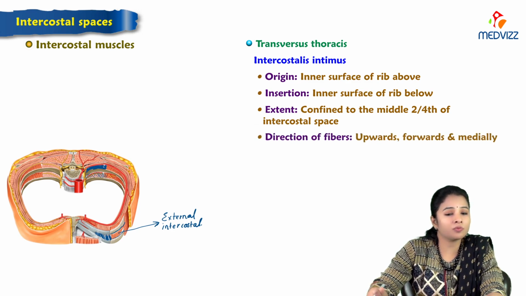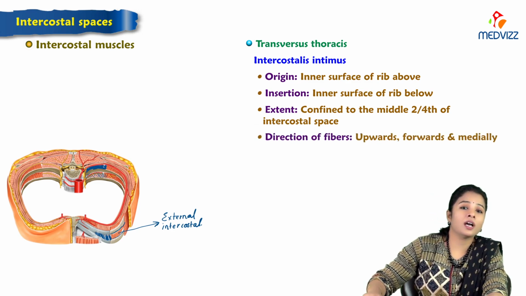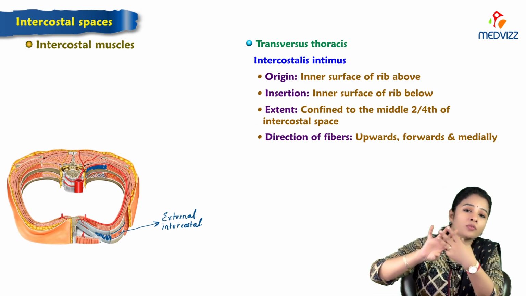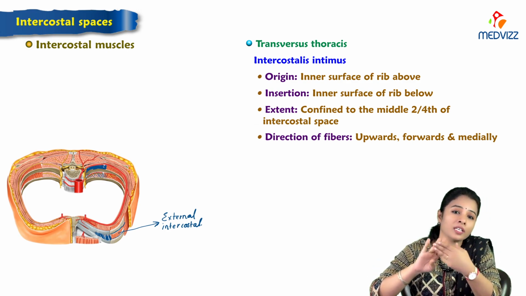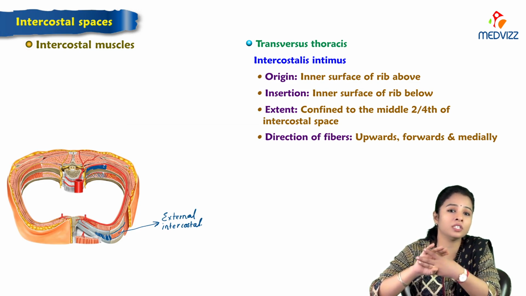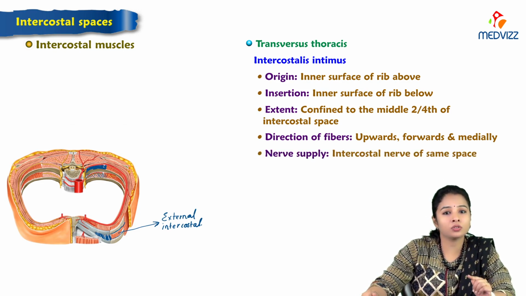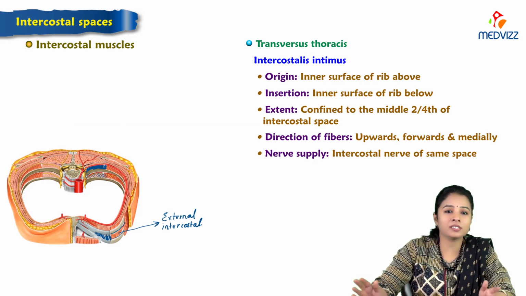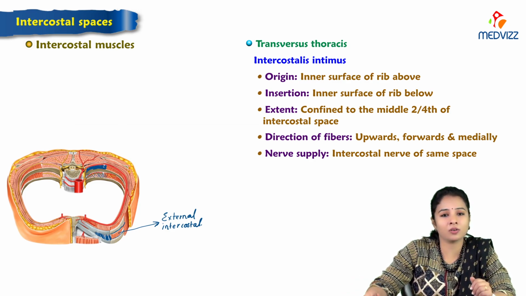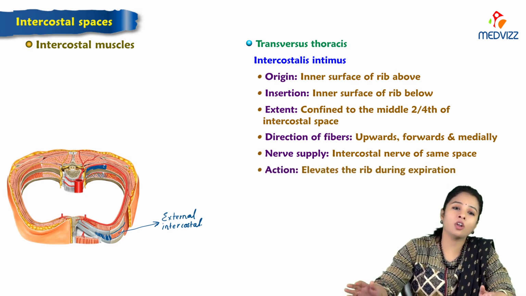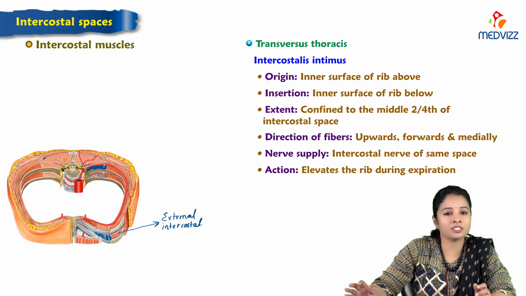And the direction of these fibers is upwards, forwards, medially, similar to the internal intercostal muscle, at right angles to external intercostal muscle. So that is the direction of these fibers. And let's see the nerve supply. The intercostal nerve of the same space will supply this muscle also. And the action, it elevates the rib during expiration along with the internal intercostal muscle.